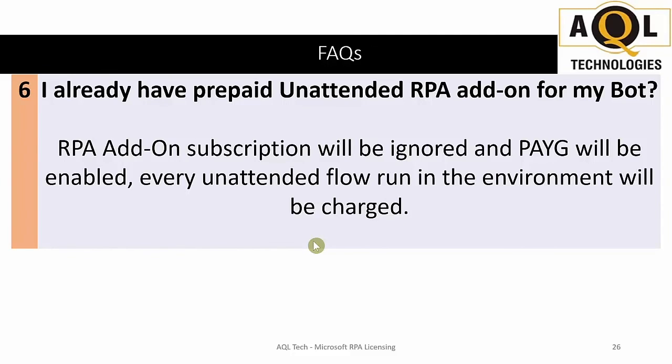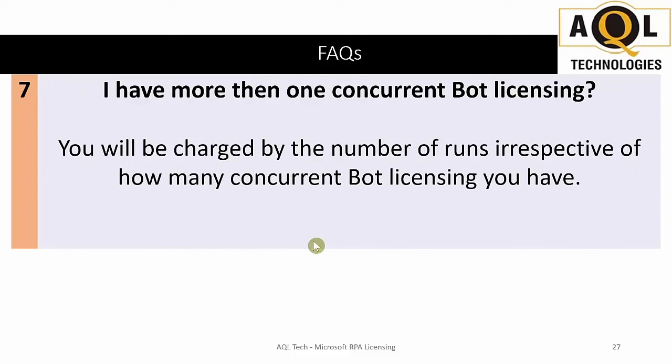Question number seven, I have more than one concurrent bot licensing. So you'll be charged by the number of runs irrespective of how many concurrent bot licensings you have, which is straight $3 per run.